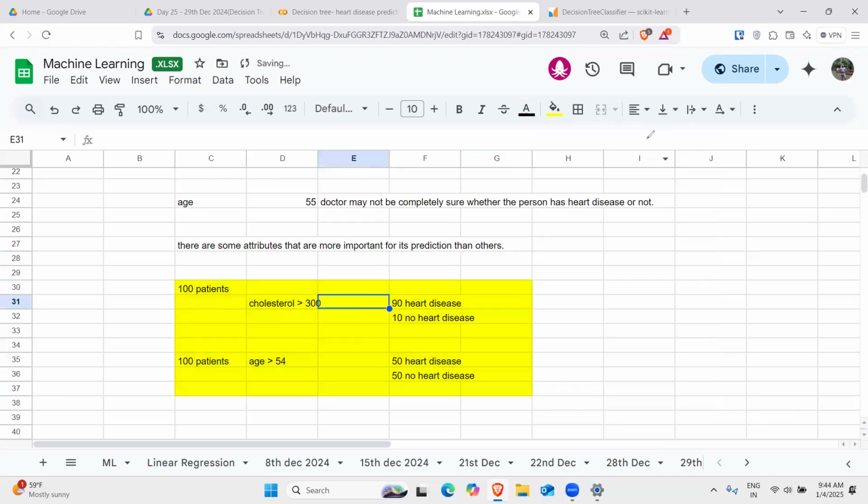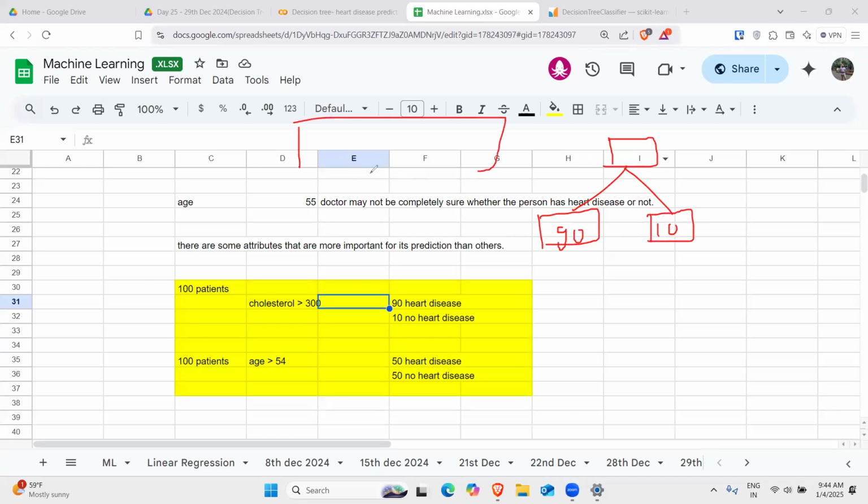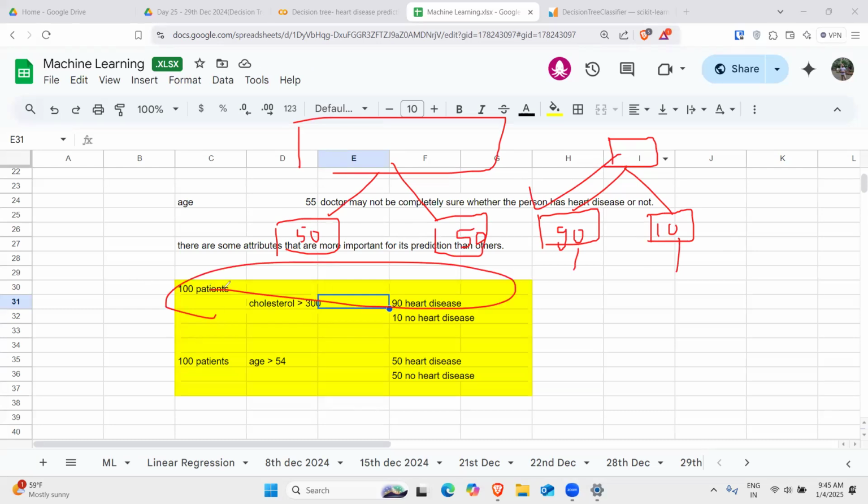So suppose these are the 100 patients, and you're doing splitting based on the cholesterol. 90 have heart disease, 10 have no heart disease. On the other hand, if I take age, if I just split, it will be 50-50. So which one is more desirable? This one, 90-10, because from this you get a clear idea. There's no confusion or ambiguity in your prediction. So we should go further with that. Yes or no? Do you have any questions till now? Anybody have any doubts?